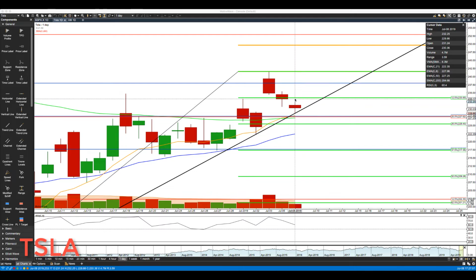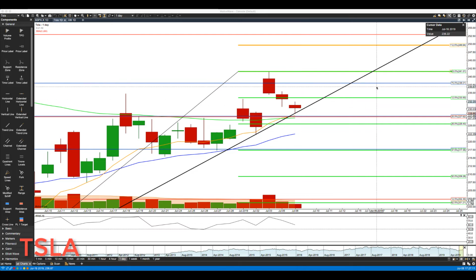233.50. Once we get through 233.50, above that, then we're looking for about 238. Then we'd be watching for a return to the swing high, 241. So we have for you all the key levels, the upside and the downside.